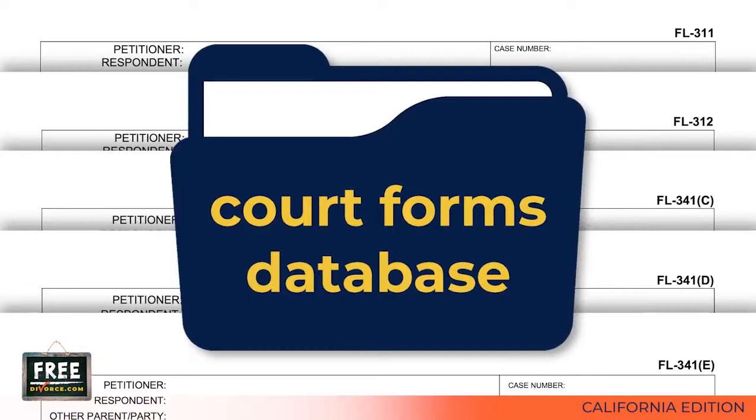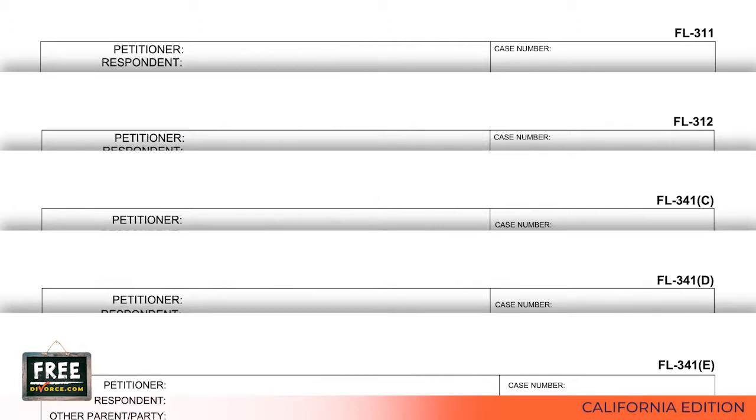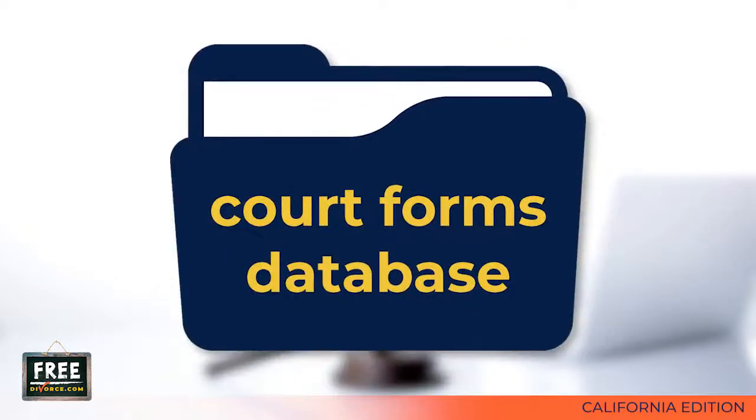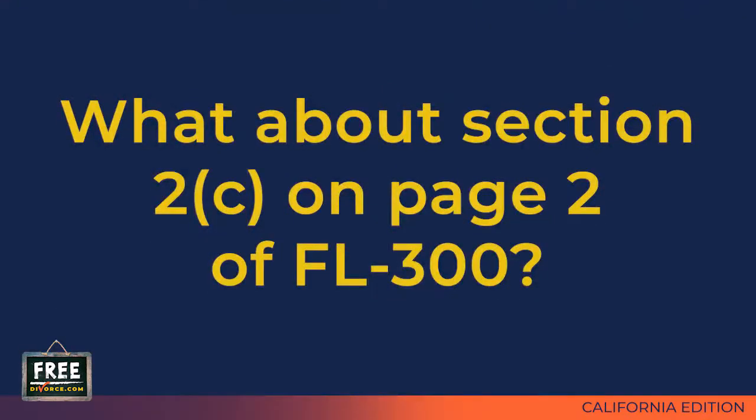You don't need to fill out all of these custody forms. Review each form. Decide which form or forms you want to attach to your FL-300, and then fill out just those forms. If you're going to use these custody forms to describe the custody orders you are requesting, then you will need to at least fill out the FL-311 form. If you want to use these forms to describe the temporary custody order you are requesting, go to our database, pull up the forms you want to use, fill them out, print them, and then attach them to your FL-300. What about section 2C on page 2 of FL-300?